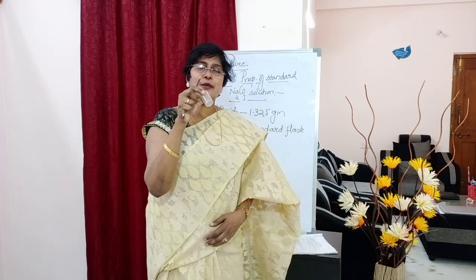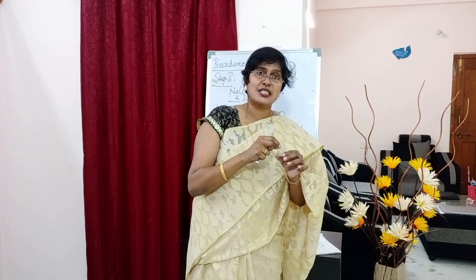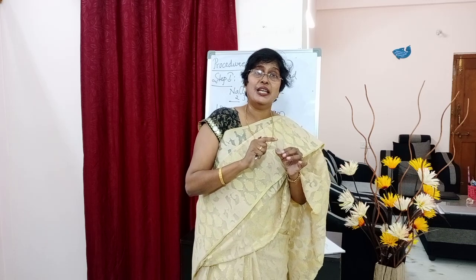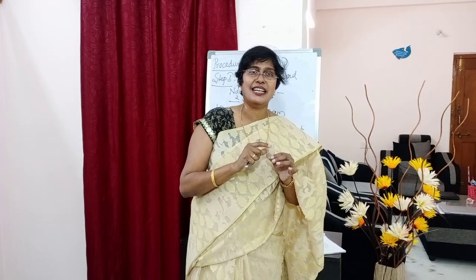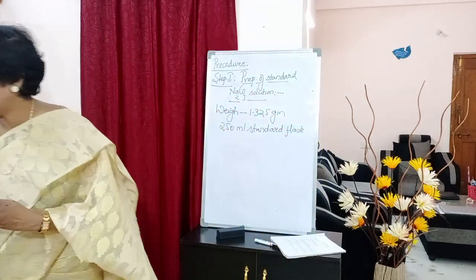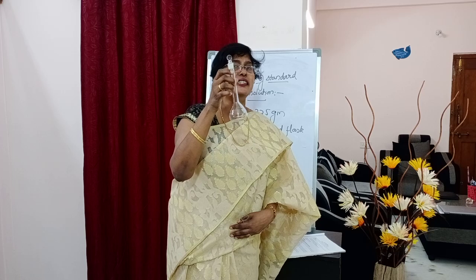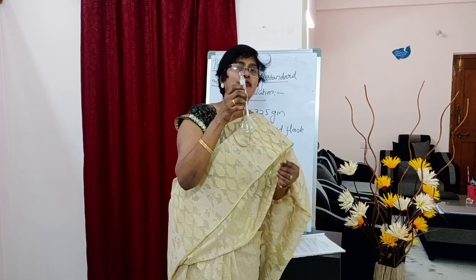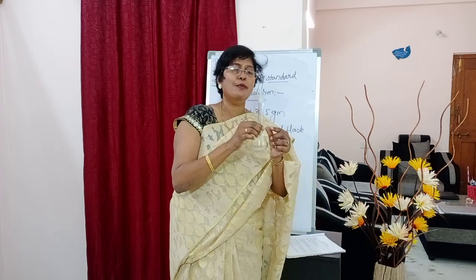What is to be done? Weigh 1.325 grams of Na2CO3, and this substance which you have weighed in the weighing bottle should now be transferred into a 250 ml volumetric flask. Okay. So this is the volumetric flask. I have with me a 100 ml flask, but according to the experiment, according to the weight taken, we should use a 250 ml volumetric flask. It will be slightly bigger than this. This is a 100 ml volumetric flask.